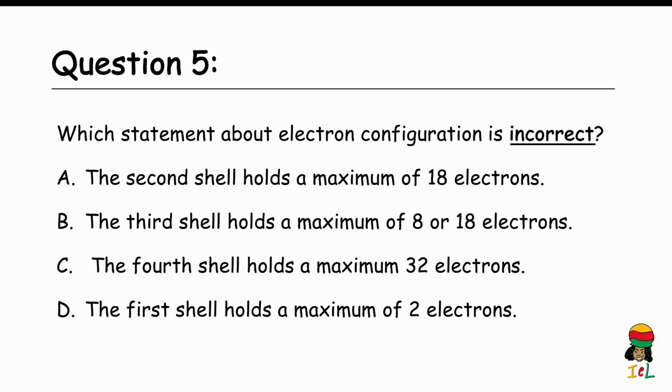Question 5. Which statement about electron configuration is incorrect? A. The second shell holds a maximum of 18 electrons. B. The third shell holds a maximum of 8 or 18 electrons. C. The fourth shell holds a maximum of 32 electrons. D. The first shell holds a maximum of 2 electrons.